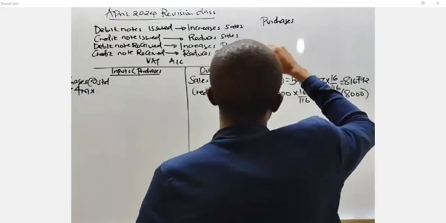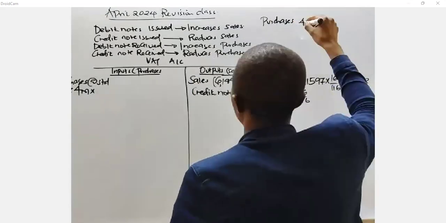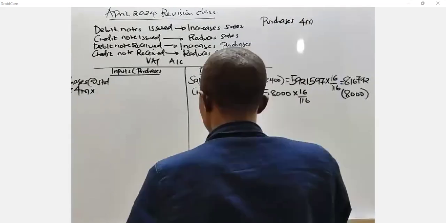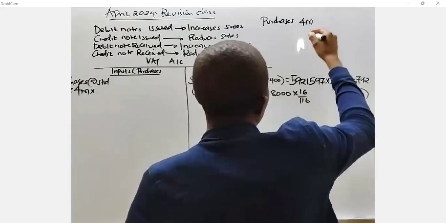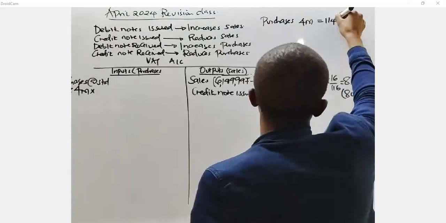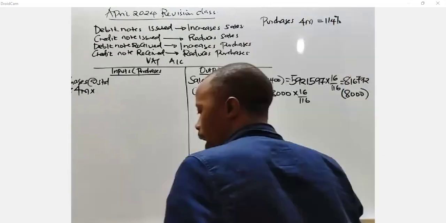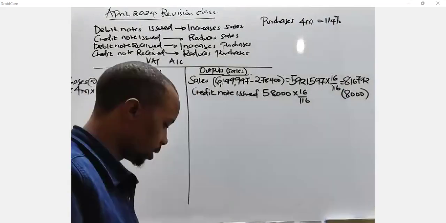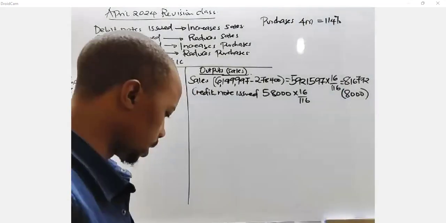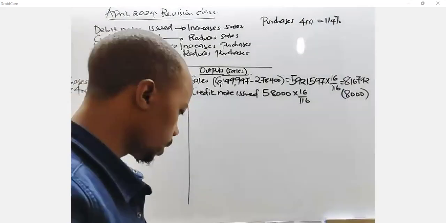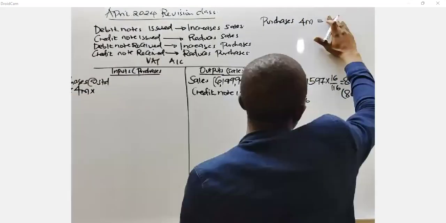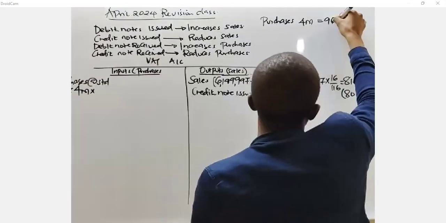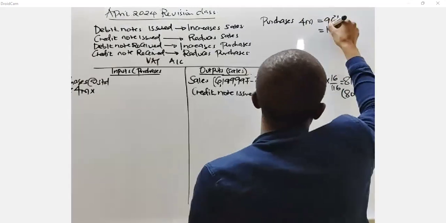So the purchases of ours are 4 million, right? We are being told they were reduced by 20%. You can just decide here to say, these are equivalent to 114%. Is it 114? No, 116. Let me look at it. 116 minus 20. It means this figure is 96 because it is inclusive. 96%. Let us have a very simple question.